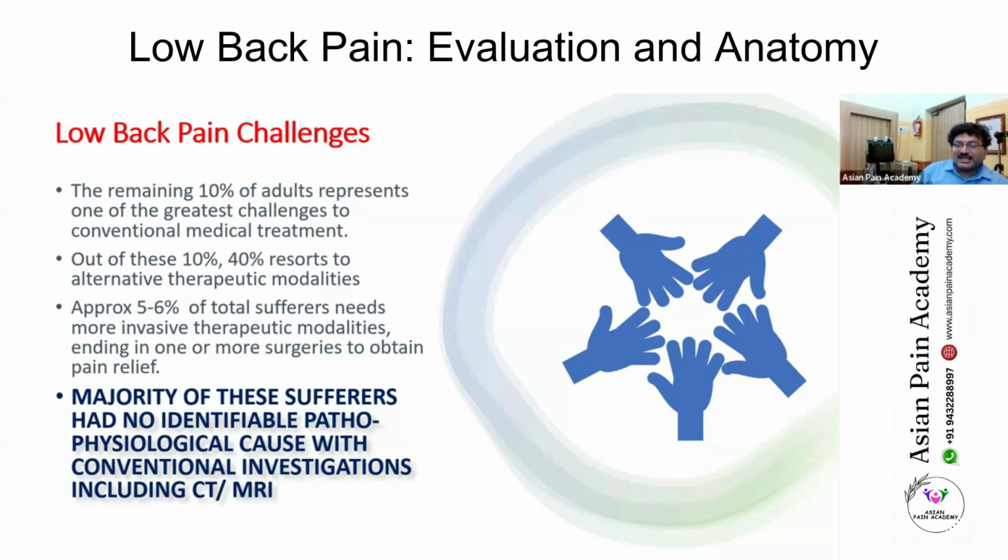Among those patients, it has been found that 10 to 40% are treated by alternative therapeutic modalities like physiotherapy, like a chiropractor. So they can resolve. But the remaining 5 to 6% is a real challenge. And the majority of these sufferers had no identifiable pathological cause with conventional investigations, including CT and MRI.